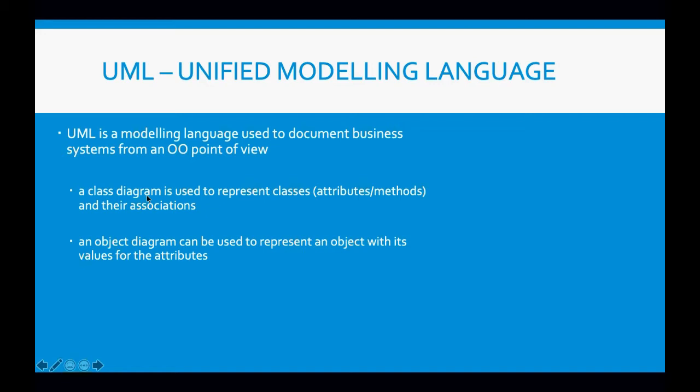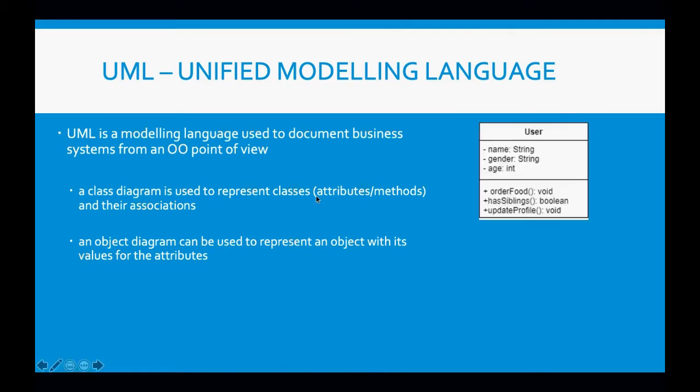Like I said, a class diagram is used to represent classes, which contain attributes and methods and their association. And object diagrams are used to represent an object and its values that are the attributes in a class. So these two pictures, this is a class diagram and this is an object diagram. The class name is user, and it has three variables: name, gender, and age. The name is a string, the gender is a string, and the age is an integer.